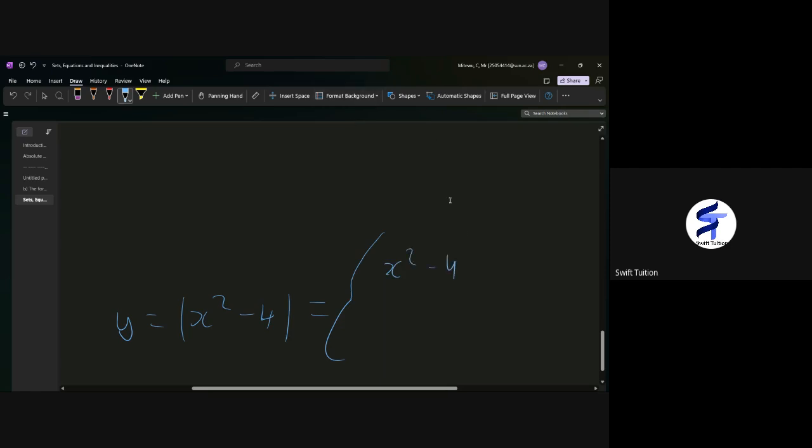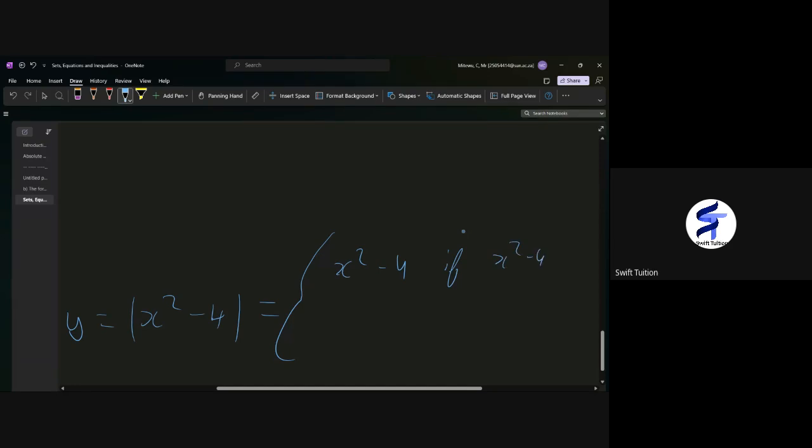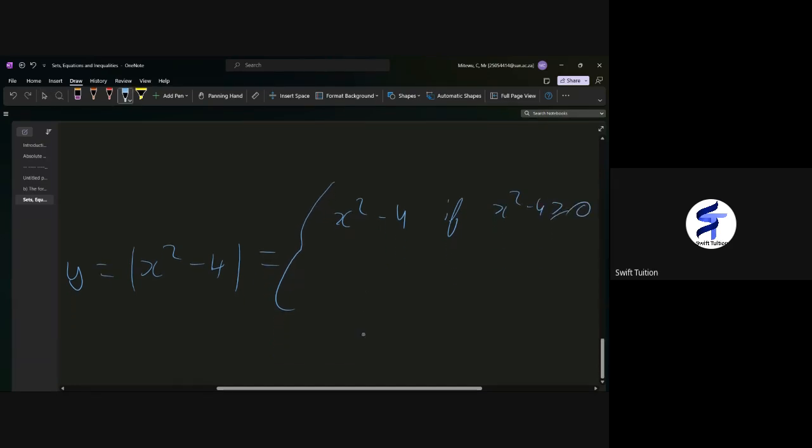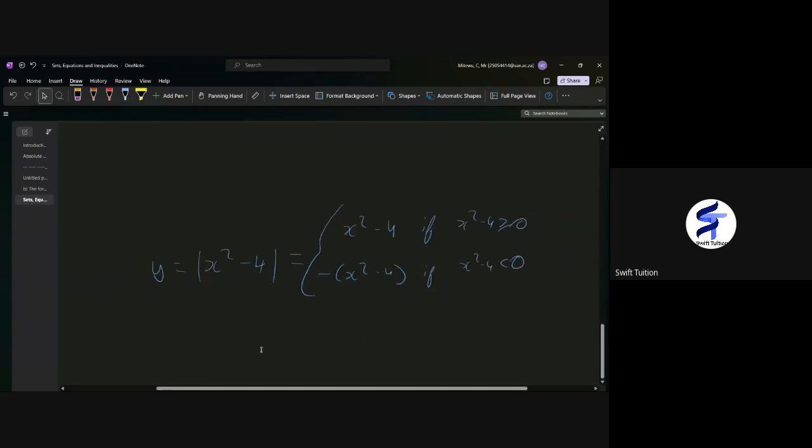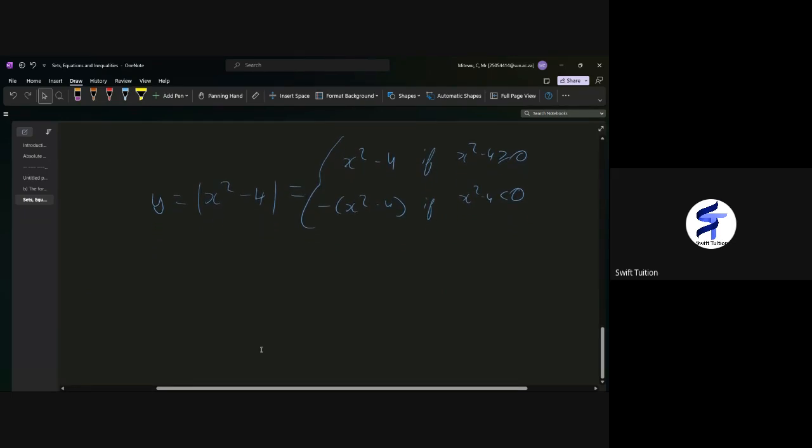In other words, the function does not change at all if the function was already positive. But if the function is negative, then we know to change every y value and make it positive. So that's essentially what we have over here, and then we can expand that.